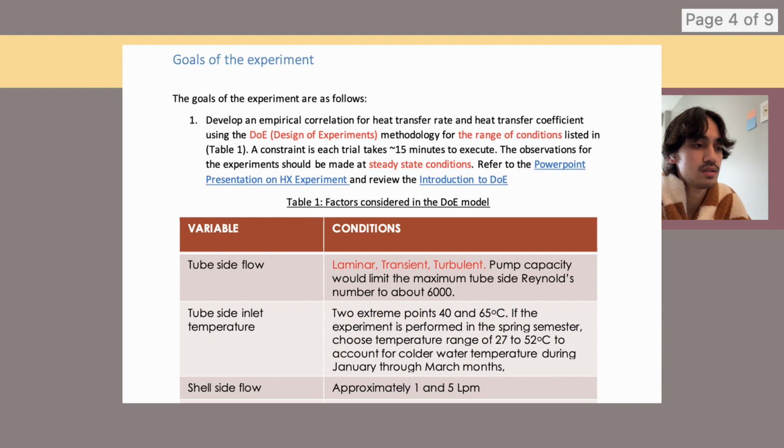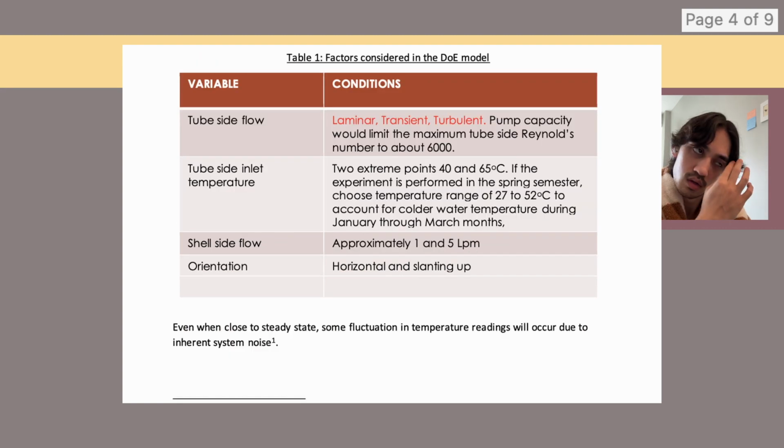Table 1. Factors considered in the DOE model. Variables and conditions. The variables are the tube side flow, the tube side inlet temperature, the shell side flow, and the orientation. The conditions are laminar, transient, turbulent. Pump capacity would limit the maximum tube side Reynolds number to about 6,000. Tube side inlet temperature, two extreme points: 40 and 65 degrees Celsius if the experiment is performed in the spring semester, and then choose a temperature range of 27 to 52 to account for the colder, warmer.